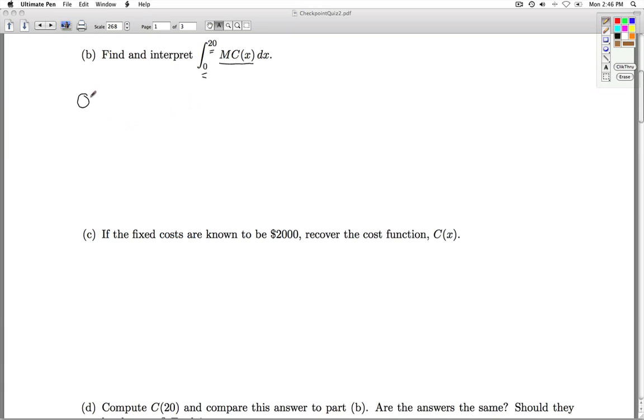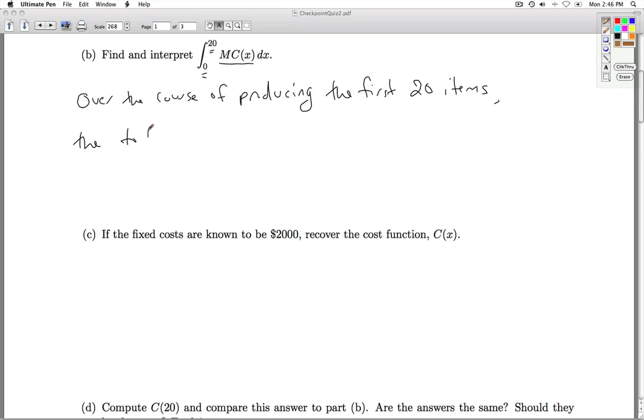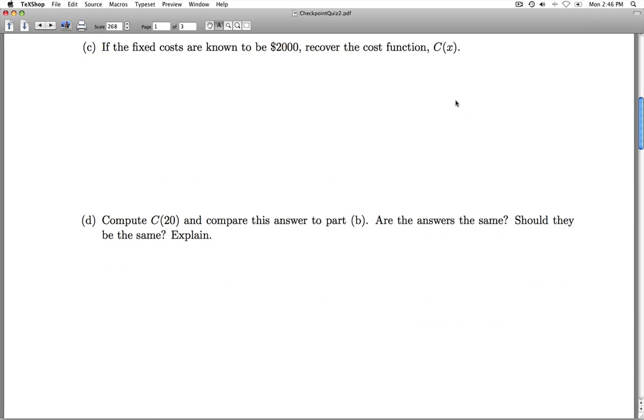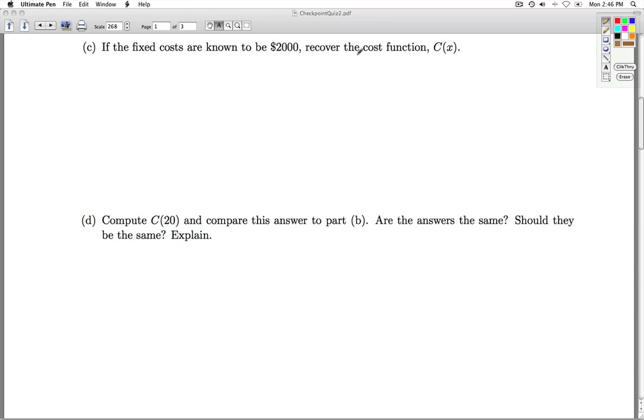So we could say that over the course of producing the first 20 items, the total increase in cost is $280. All right. Part C. If the fixed costs are known to be $2,000, recover the cost function C of x.